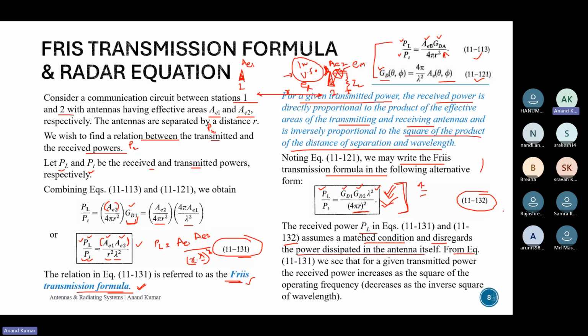And from equation 13.1, this equation over here, we see that for a given transmitted power, the received power increases as the square of the operating frequency. So this is the wavelength over here. So it decreases with the square of the operating wavelength, which implies that PL upon PT is proportional to f square, the square of the operating frequency.